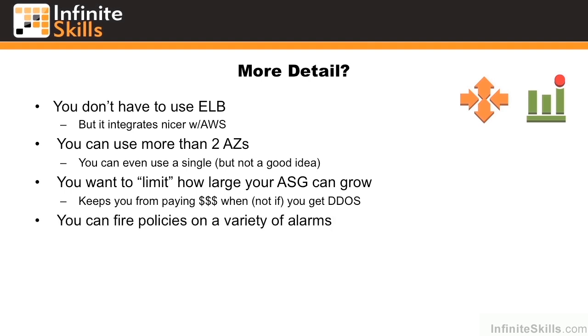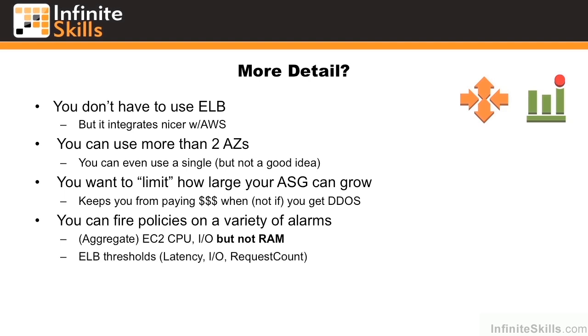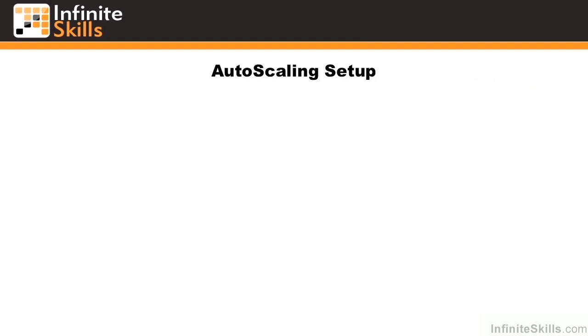You can fire policies on a variety of alarms. For example, inside of the AutoScaling group, you can fire on aggregate EC2 CPU and I/O, but not RAM. Surprisingly, memory is not something that the VM exposes to CloudWatch. You can also fire on ELB thresholds, such as latency, I/O, and request count, or custom metrics, things such as application metrics, like number of threads or open files.